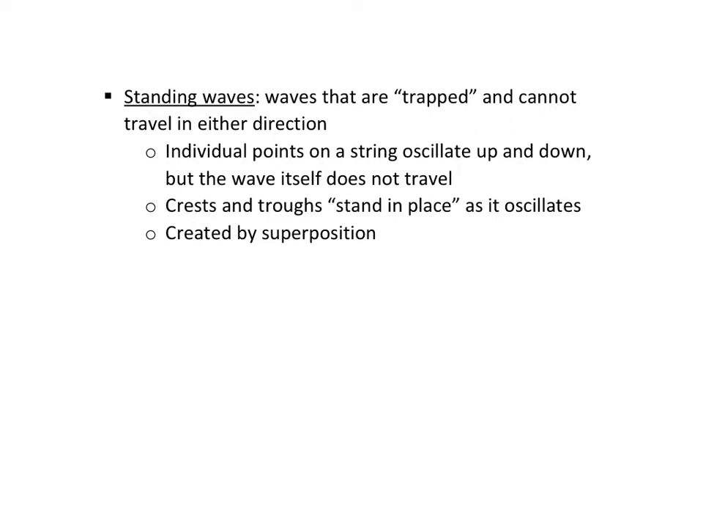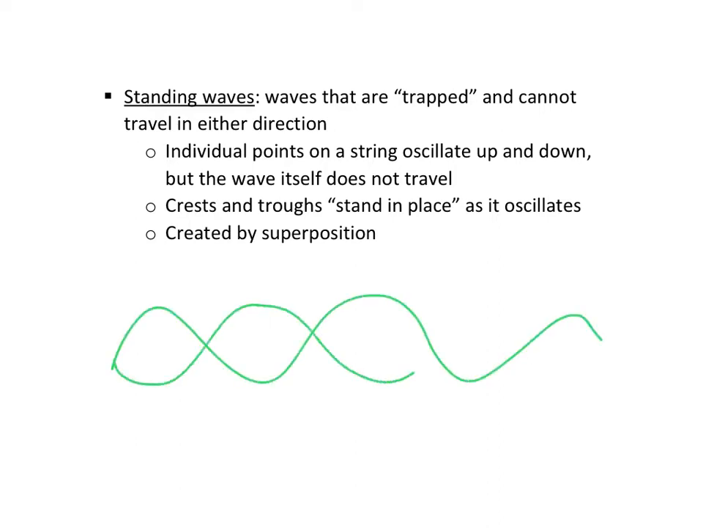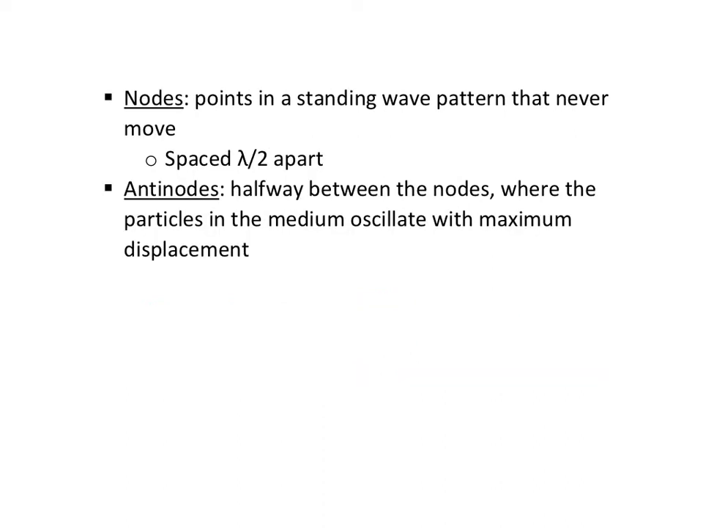So what your standing wave will look like is something like this. And you do have a picture right underneath this explaining what these are. So you're going to have nodes and antinodes. The node is the point in a standing wave pattern that never moves. So think of the node as the point on the equilibrium. And these are going to be spaced lambda over 2 apart. So in other words, they are a half wavelength apart.